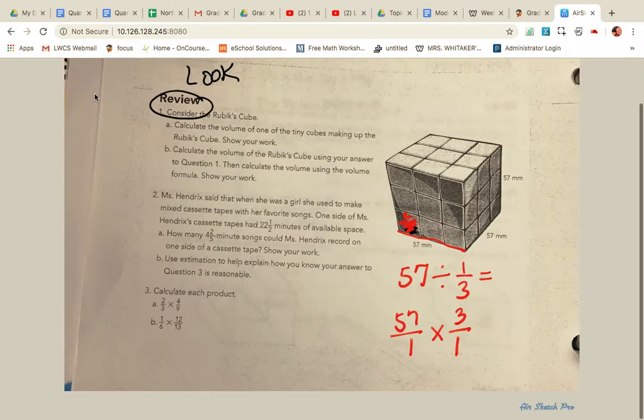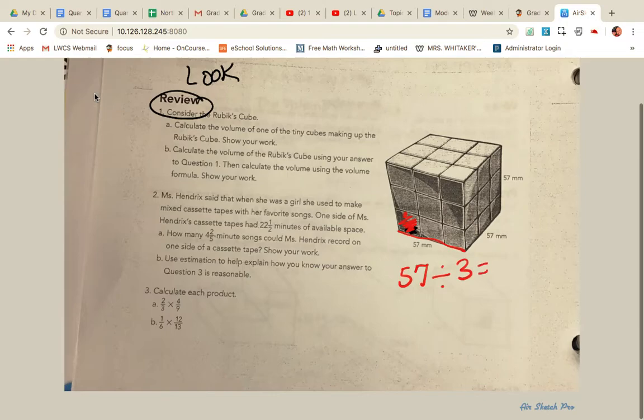So when I work this out, I should get 171 over 1. That does not make sense. Actually, I think I'm multiplying it by 1/3, not dividing it by 1/3. I'm trying to figure out what would be 1/3. Let me say that. That's not said right. We're going to do 57 divided by 3, because there are 3 squares.